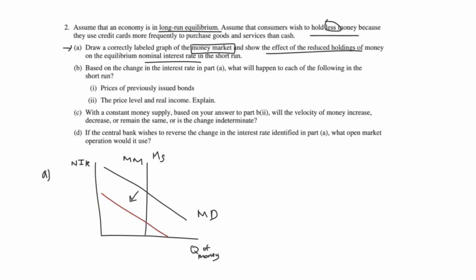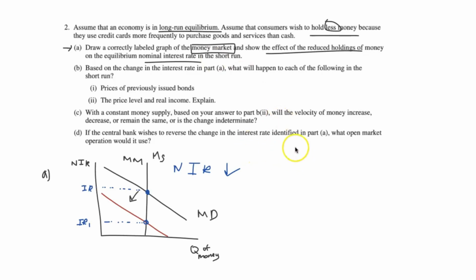And so now we just need to find the intersection. So this is the original intersection here, and this determines our nominal interest rate. And now we have our new intersection down here, and that is our new interest rate. And so the question is asking, show the effect on the equilibrium nominal interest rate. Well, this was the original interest rate, right? And then our new interest rate is down here. So clearly we can see the effect is that the nominal interest rate decreased. Cool. Let's move on to part B.